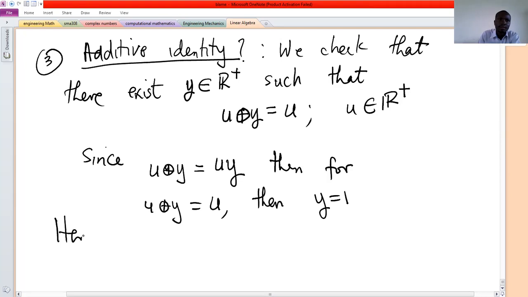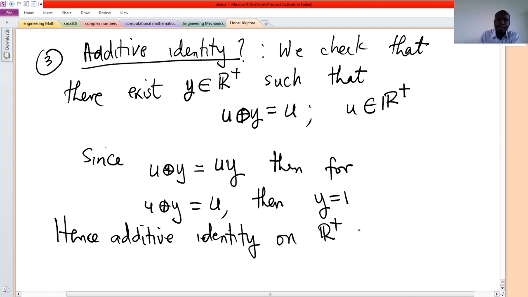Hence, additive identity on R plus exists and is 1. So 1 is the element whose addition with any element in R plus will give you the same element that you are adding to it, with this given definition of addition.